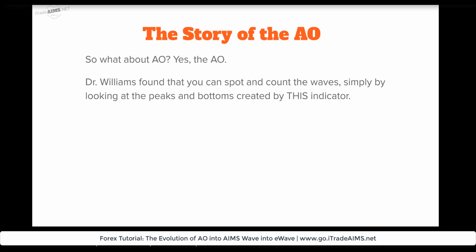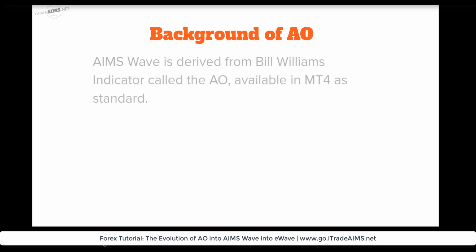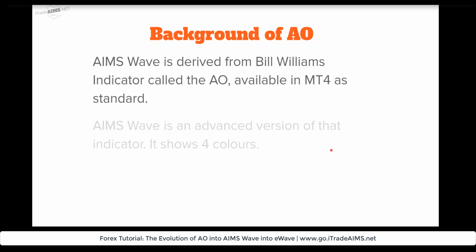So Dr. Williams found that you can spot and count the waves simply by looking at the peaks and bottoms created by this indicator, like I explained a little bit earlier. Check out this video I posted earlier about Ames wave. It's in the description. A little bit of background of the AO. So Ames wave is derived from Bill Williams' indicator called the AO, available in MT4 as standard, as you saw.